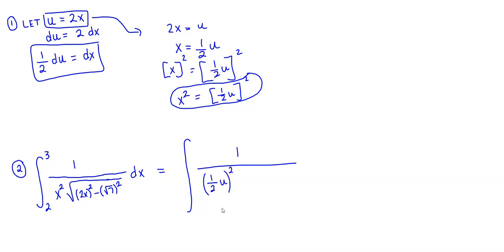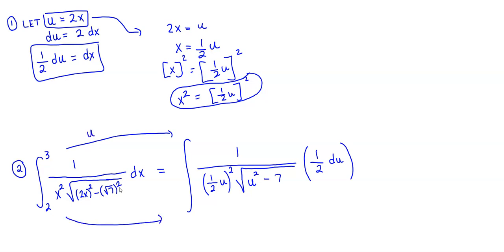u squared times the square root of, well, we know that u is equal to 2x, so that means this is going to be u squared. And then we can say minus, well, we can just rewrite this now as the square root of 7 squared is just 7, since it's a constant, and then times du, which is dx, which is 1/2 du. And then we need to change our upper and lower bounds. So we know that u is equal to 2x, which is equal to 2 times 3, which is equal to 6. Over here, again, u is equal to 2x, which is 2 times 2, which is equal to 4.